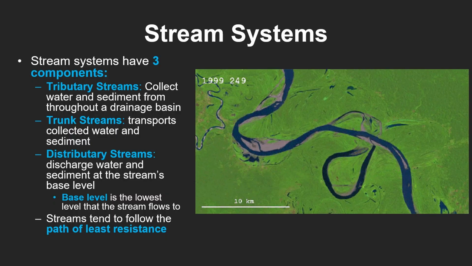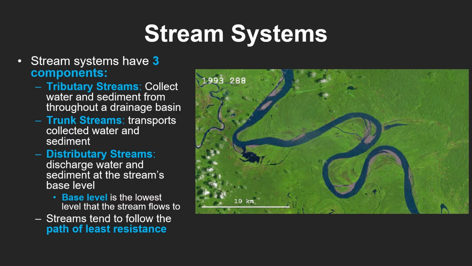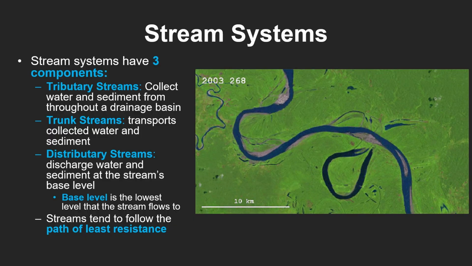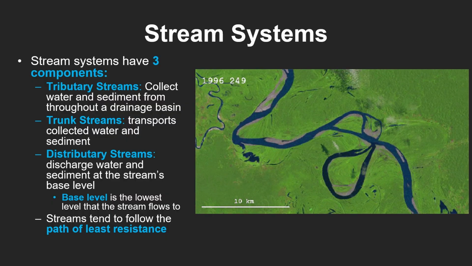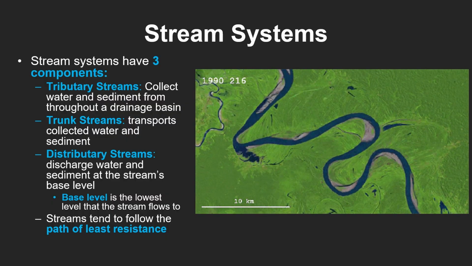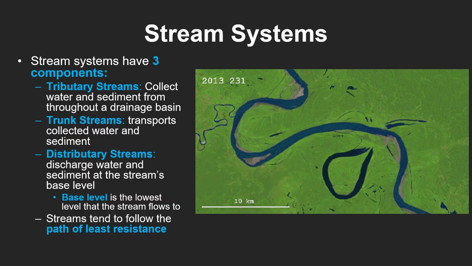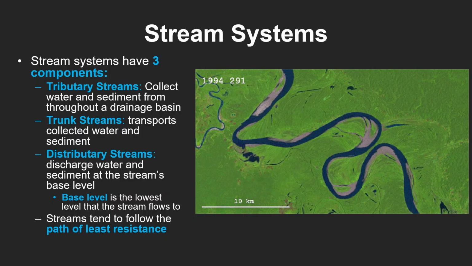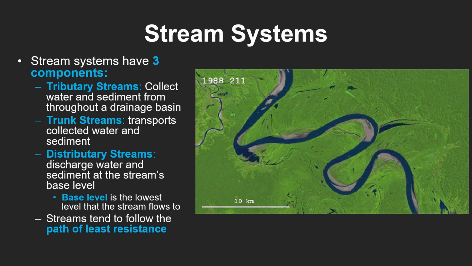Stream systems are made up of three main components. Tributary streams collect water and sediment from across a drainage basin. Trunk streams carry that collected water and sediment downstream. Distributary streams release water and sediment at the stream's base level, the lowest point the stream flows to. Overall, streams follow the path of least resistance, shaping the landscape as they go.